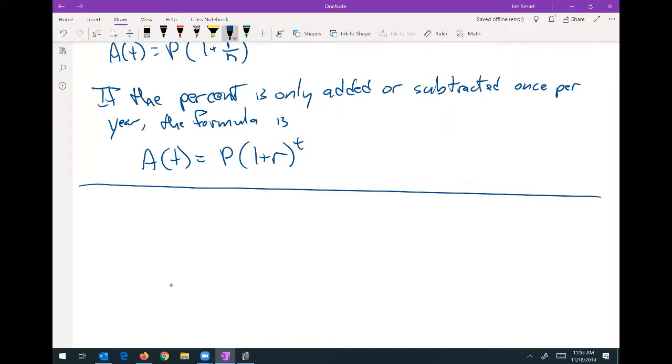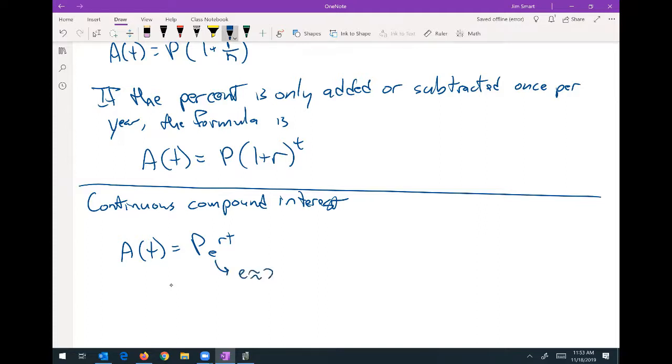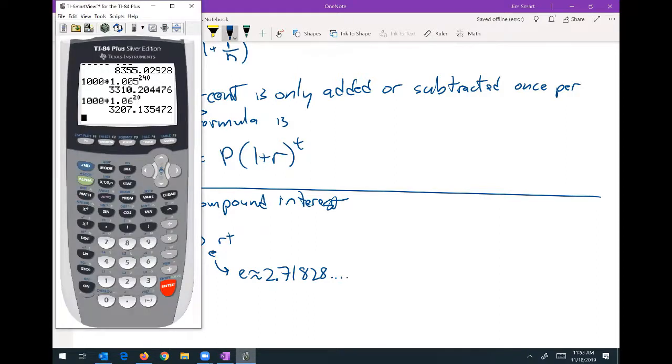The formula is, if you keep making the compounding period shorter and shorter, eventually it converts to something called continuous compound interest. And what that formula becomes, and a lot of people have seen this before, is P times a number called E raised to the R times T. And E is just a special number. It's approximately 2.71828 and so on. But that's on the calculator.